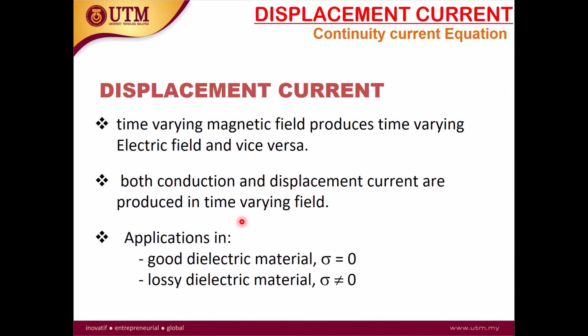So the application is, let's say, when we have a good dielectric material, the dielectric material has no loss or leakage, so the sigma, or the conductivity, will equal 0. That means there is no leakage current, there is no conduction current. But in practice, we normally deal with a lossy dielectric material where the sigma is not equal to 0. It has a certain value.